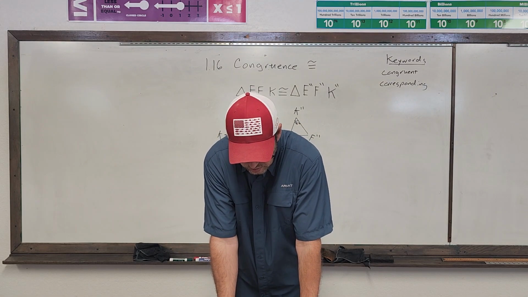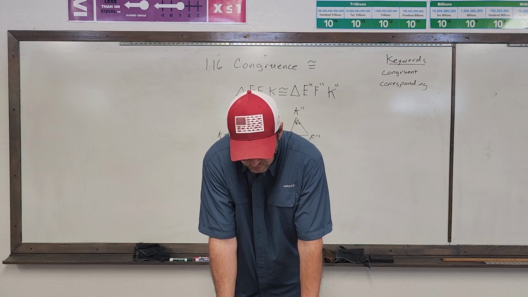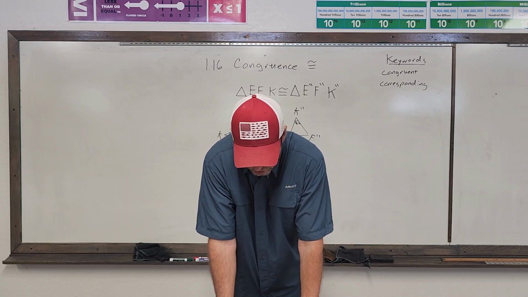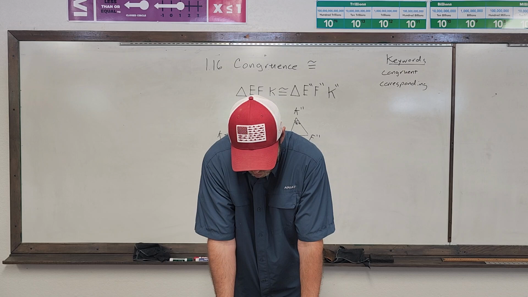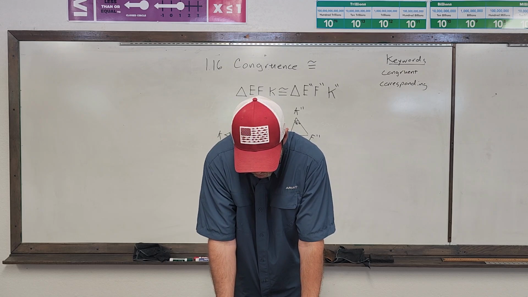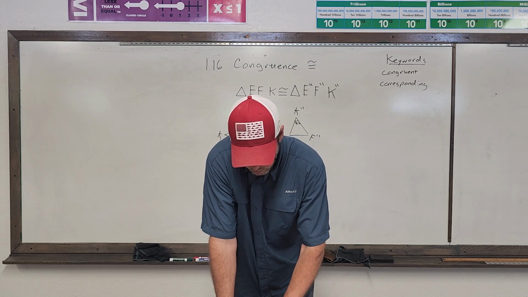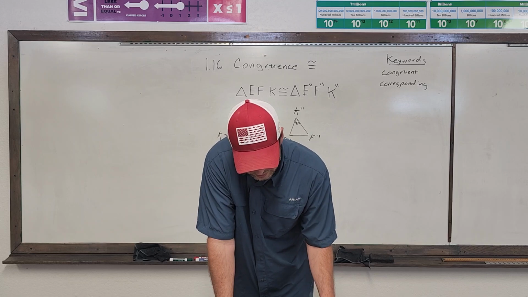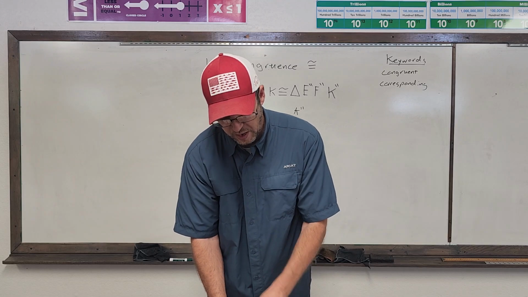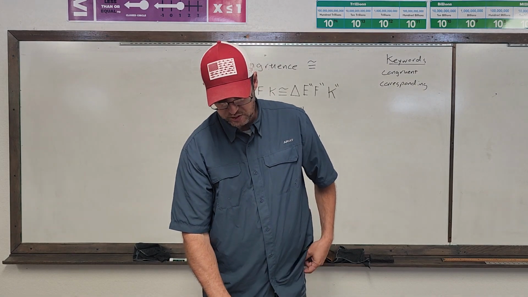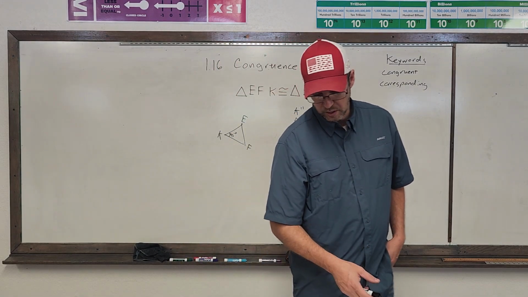Superposition is probably the easiest way, if we're able to stack them on top of each other, to see if two are congruent. They have to have the same size and the same shape. All right, there are 5 exercises in exercise 1.16 to look at, just to give you some practice with congruency.